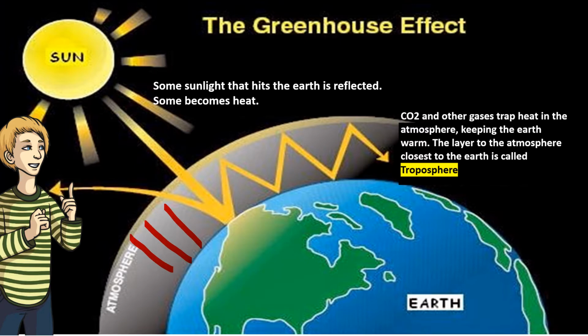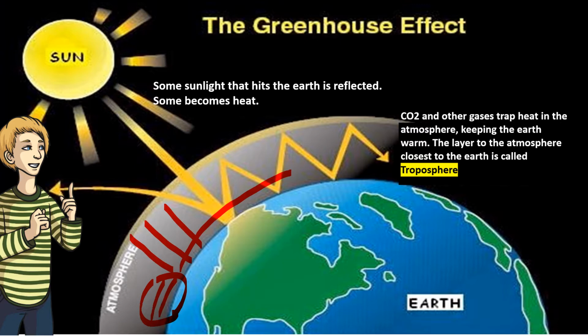there are some gases like carbon dioxide, methane, nitrous oxide. These gases are being produced by human activities. Now, these gases help to trap the extra light from the sun and they are keeping the earth warm. They are increasing the temperature of the earth. This effect is known as greenhouse effect. And the layer which is very near to the earth's surface is known as troposphere. This part is known as troposphere.